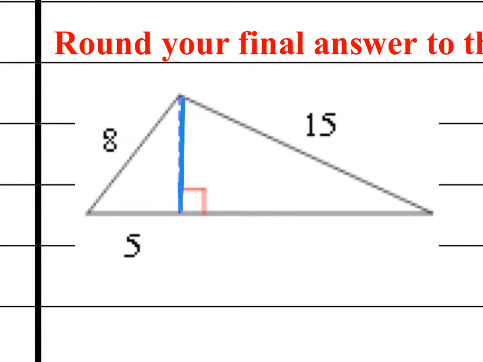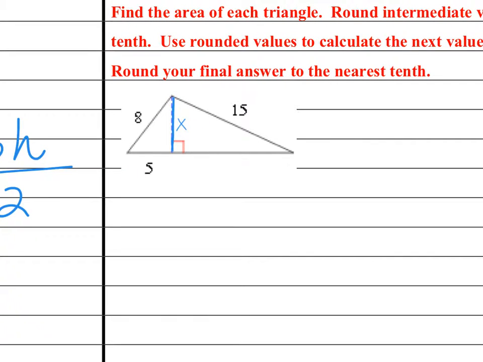So ignore this triangle on the right side for now. We're going to focus on the little one, and I'm just going to call that side x. You have to solve for the height first, because if you're going to find the area of this triangle, you're going to need the height. And it's a right triangle, which is how we know for sure it is a height.